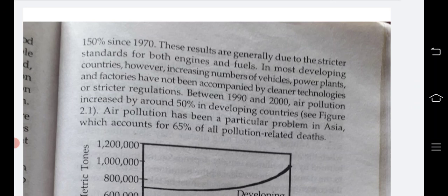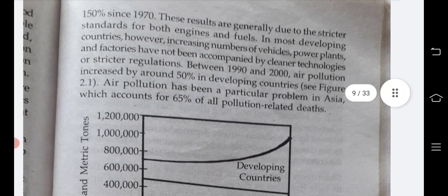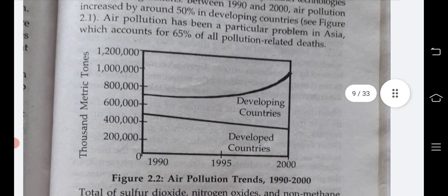In most developing countries, however, the increasing number of vehicles, power plants and factories have not been accompanied by cleaner technology. In developed countries, they can spend more so that they have a clean technology which is environmentally friendly. But in developing countries, you don't have so much money to spend, as a result of which they go for a cheaper type of technology which is not environmentally friendly. Air pollution has been a particular problem in Asia, which accounts for 65% of all pollution related deaths. So, this is the graph of how pollution has resulted in developed and developing countries. In developed countries, it has come down from 1990 to 2000, whereas for developing countries, it has gone up.